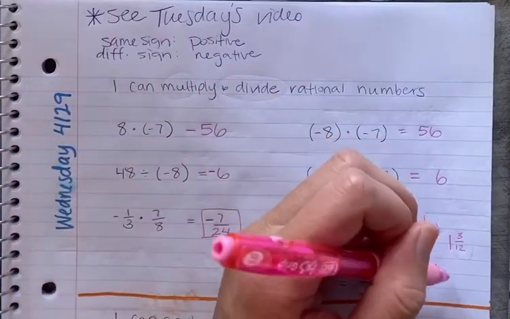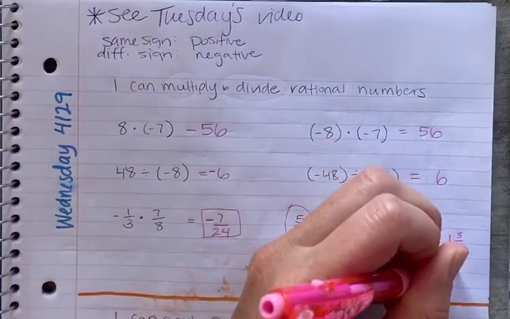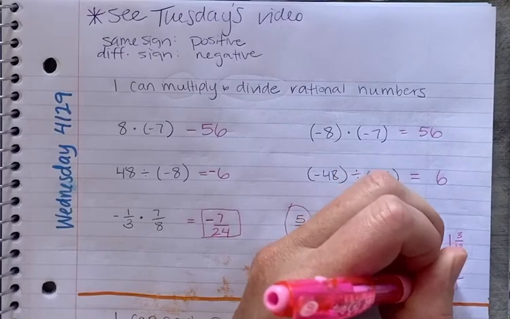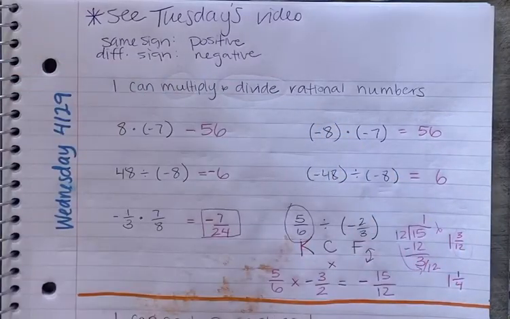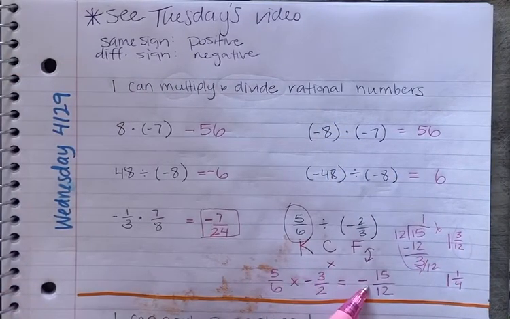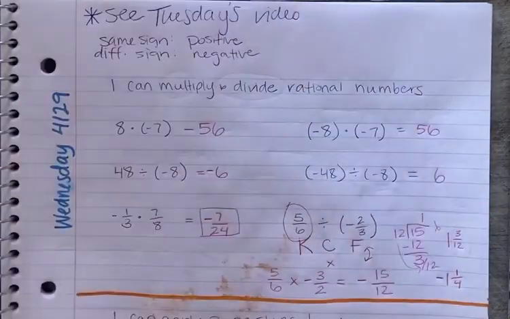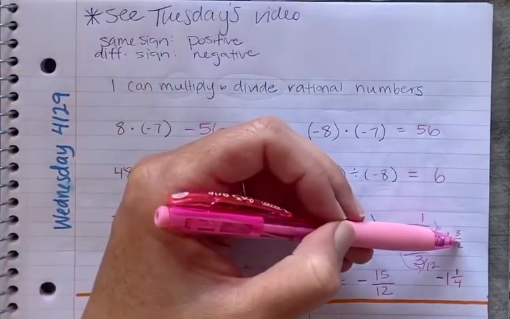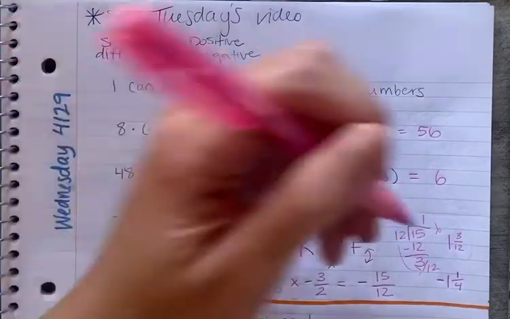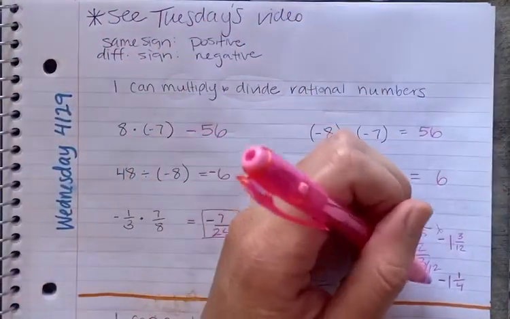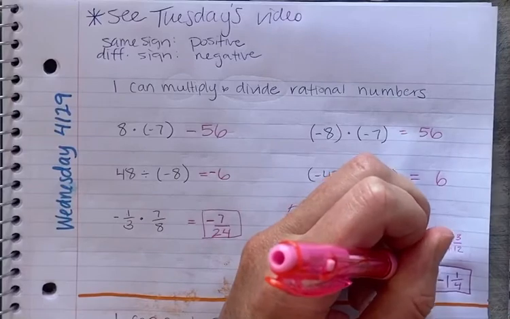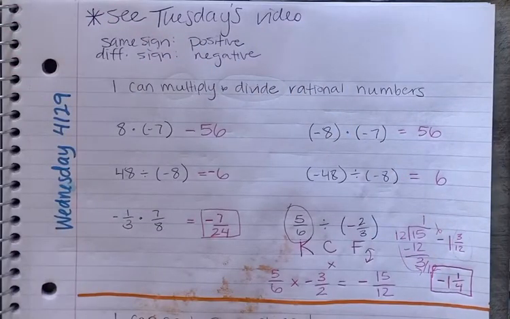So that would leave us with 1 and 1/4. And would that be a positive or a negative? That would be a negative because we have 2 different signs here. So my answer becomes negative 1 and 3/12, which simplifies to negative 1 and 1/4. Again, hopefully this is review for you. You have been doing this for quite a few years. I apologize. Again, my left-handed writing is just getting a little bit messy, but that's okay.